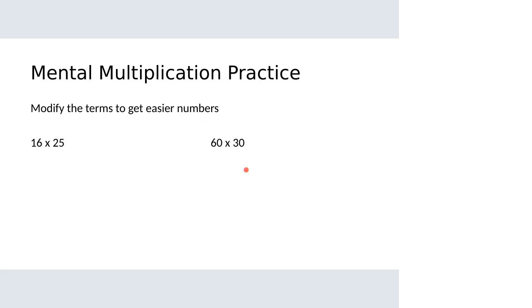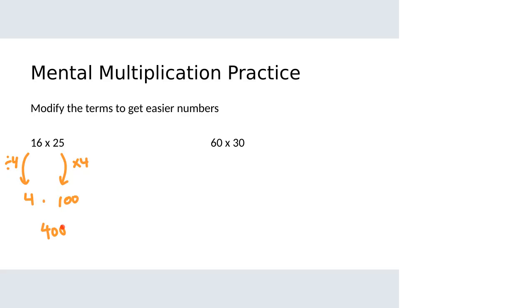Look at a couple of other ones. 16 times 25. Gosh, I'm not seeing a whole lot in there I could do. Wait a minute. I could turn this 25 into 100 if I multiply it by 4. But to keep the value of the problem the same, if I multiply that by 4, I need to divide this by 4. And 16 times 25, well, that's really just the same as 4 times 100, which I can absolutely do in my head.